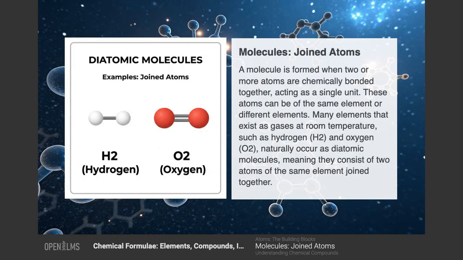Molecules, joined atoms. A molecule is formed when 2 or more atoms are chemically bonded together, acting as a single unit. These atoms can be of the same element or different elements. Many elements that exist as gases at room temperature, such as hydrogen, H2, and oxygen, O2, naturally occur as diatomic molecules, meaning they consist of 2 atoms of the same element joined together.